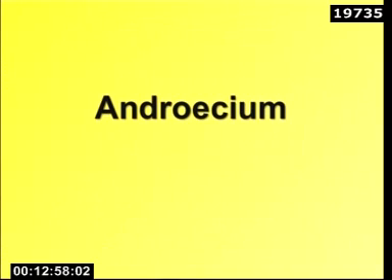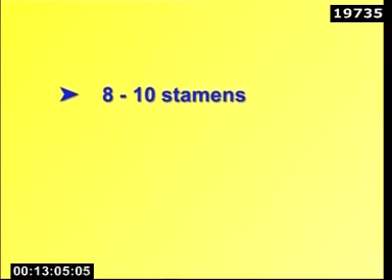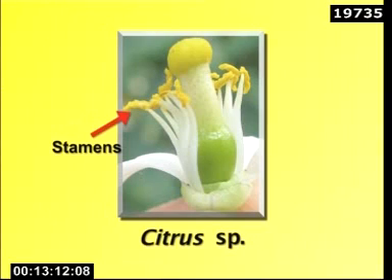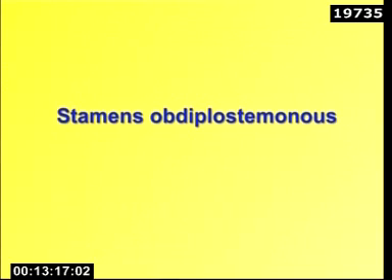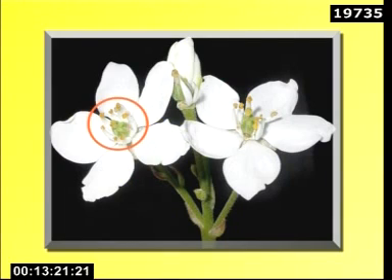So far as the androecium, which is the collective term for stamens, is concerned, in family Rutaceae it consists of 8 to 10 stamens. Very rarely the stamens are numerous, as we can see in Citrus and Aegle. They are usually obdiplostemonous, that is the condition where stamens are inserted in two whorls, with the outer ones opposite the petals and the inner whorl opposite the sepals.